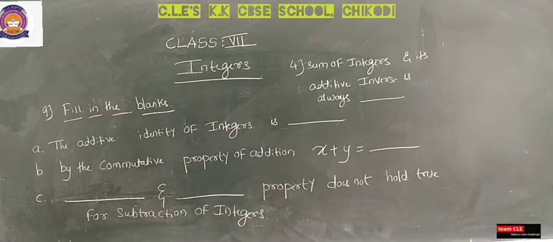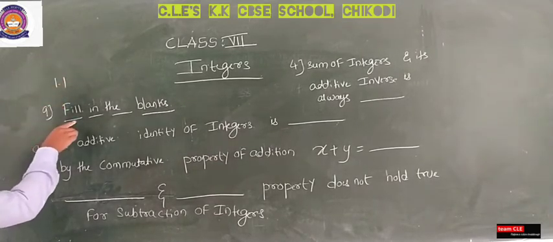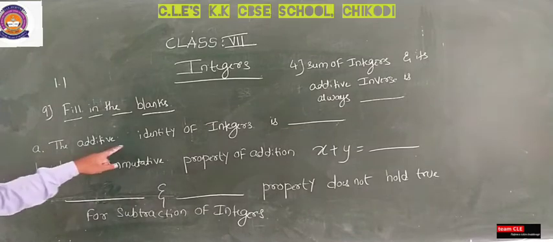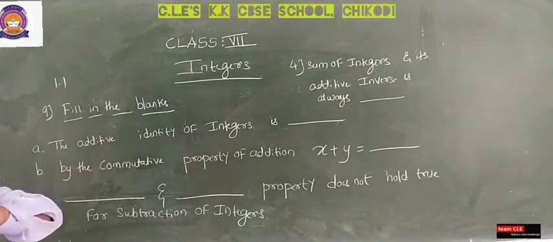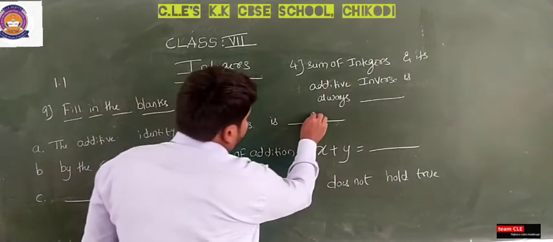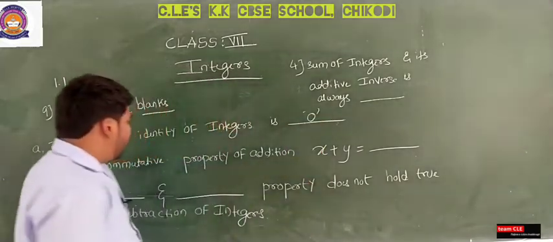So dear students, welcome back to the ninth question, that is exercise number 1.1, ninth question. Fill in the blanks. See, the additive identity of integers. So what is the additive identity of integers? That is 0. 0 is the additive identity of integers.